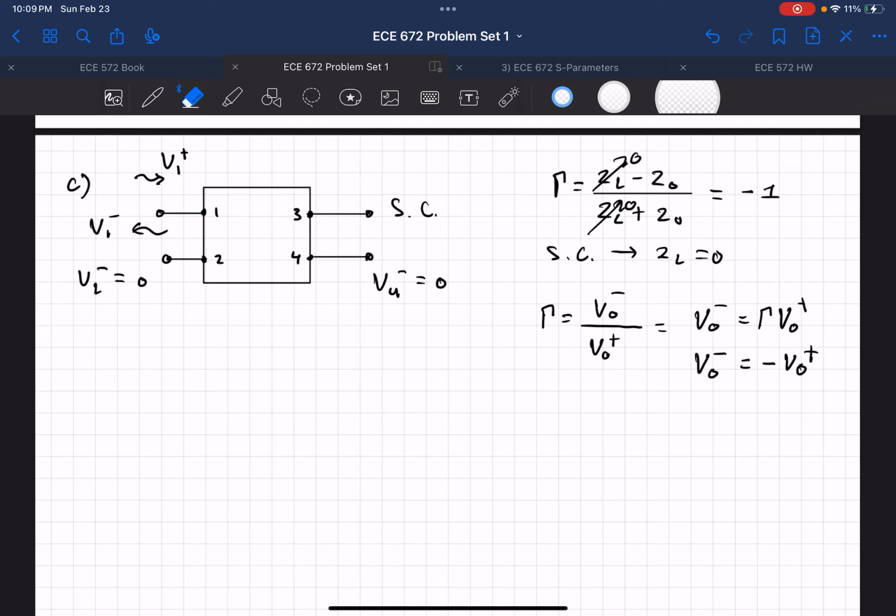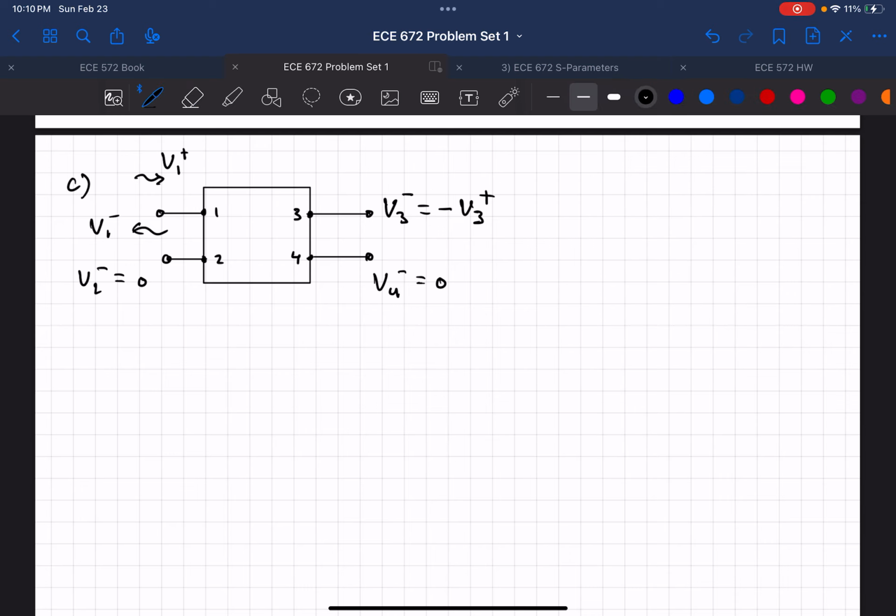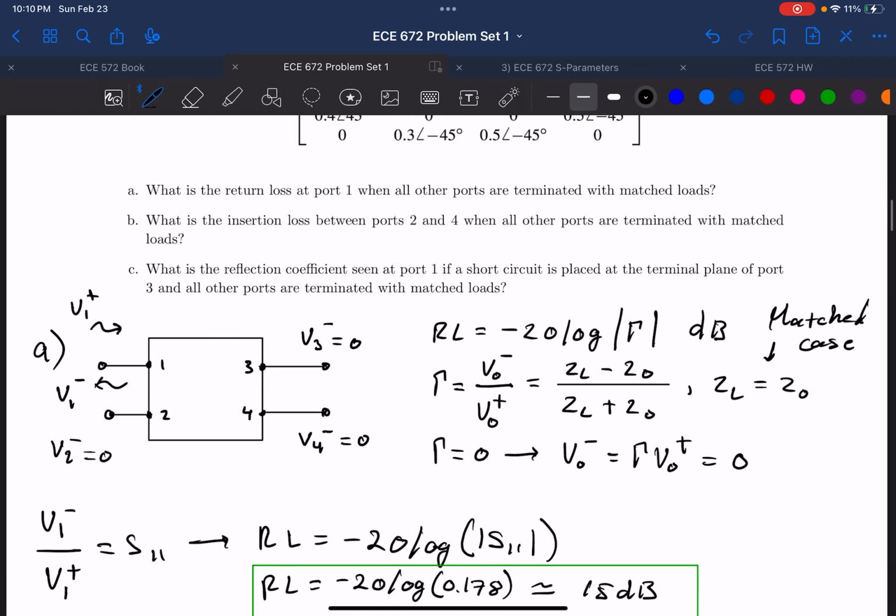Okay, so for the short-circuited case, V3 minus is equivalent to minus V3 plus. We can get rid of all this here. And we can also draw a signal coming into port 3, V3 plus, and then a signal coming out of port 3, which is V3 minus. Right, so what is the reflection coefficient seen at port 1?